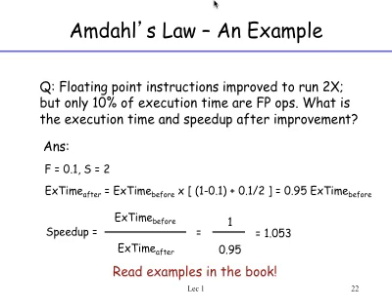So the execution time after will be, you plug in the numbers, 1 minus 0.1 plus 0.1 divided by 2, so you get 0.95 execution time. And the speed up is 1 over 0.95, so that is 1.053.